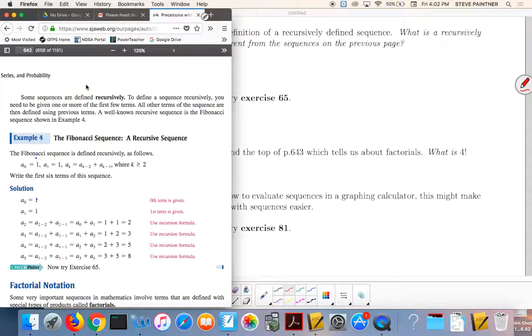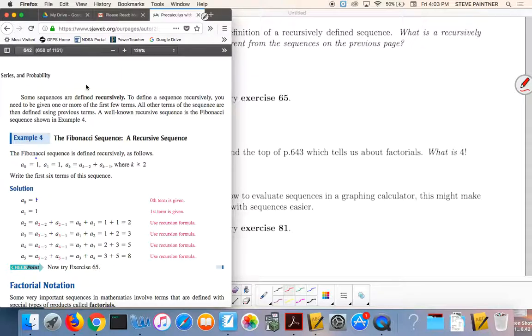To define a sequence recursively, you need to be given one or more of the first few terms. All other terms of the sequence are then defined using the previous terms. A well-known recursive sequence is the Fibonacci sequence shown in example 4. Really all that recursive sequences are is sequences where you can't find the next term unless you know all of the previous terms.